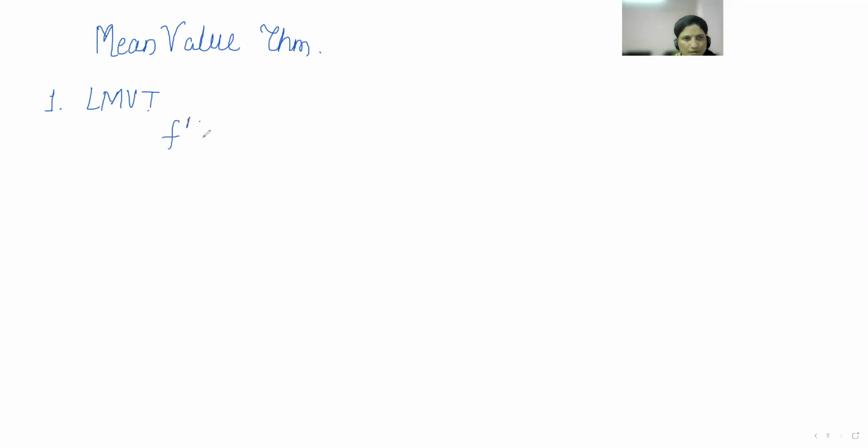After that, we have to know about mean value theorems. In that, first is LMVT, Lagrange's mean value theorem. What is the formula? Check your notebook and tell me. f dash of c is equal to f of b minus f of a divided by b minus a.